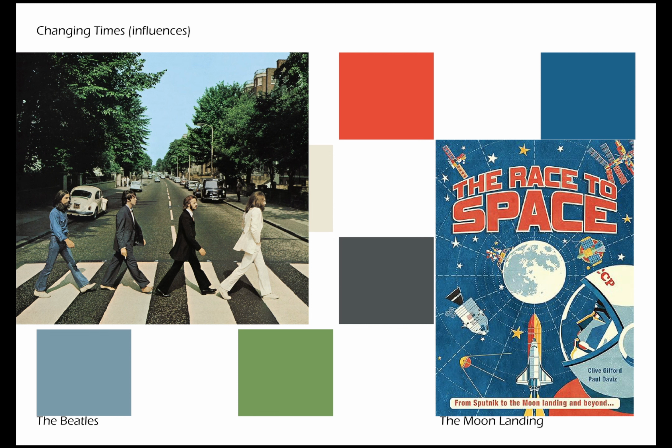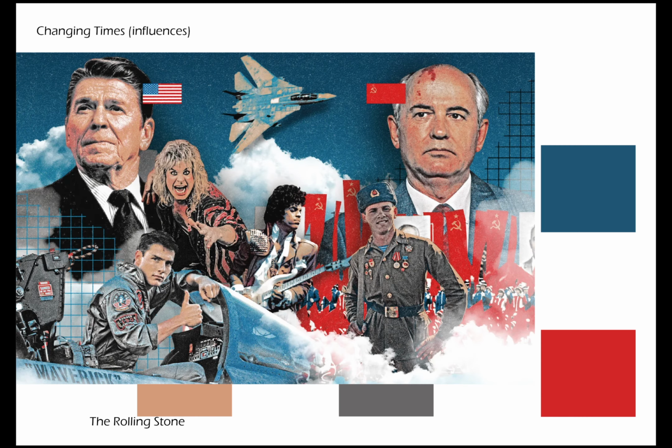There were many people and things who influenced this type of design and the principles involved in the period. These include the Beatles, who were popular in the 60s, and the moon landing in 1969. The Rolling Stones was also a large influence, as it was a popular magazine that covered all of the largest issues and insights into pop culture and life, such as Top Gun, Prince, America and communists going against each other.